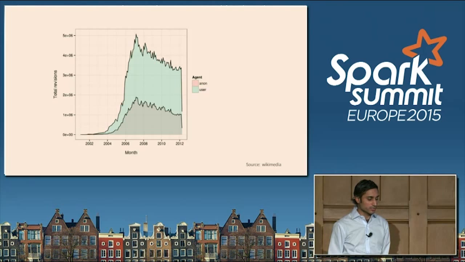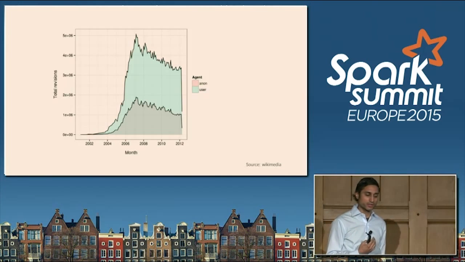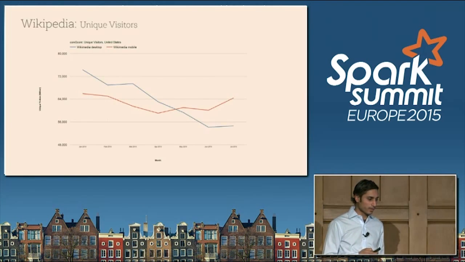This is showing anonymous versus logged in user edits. And we can see that in blue, usually people log in. What people seem to do is they initially edit anonymously for a while, then they want to have a reputation, so then they become logged in users. That seems to be the general pattern.